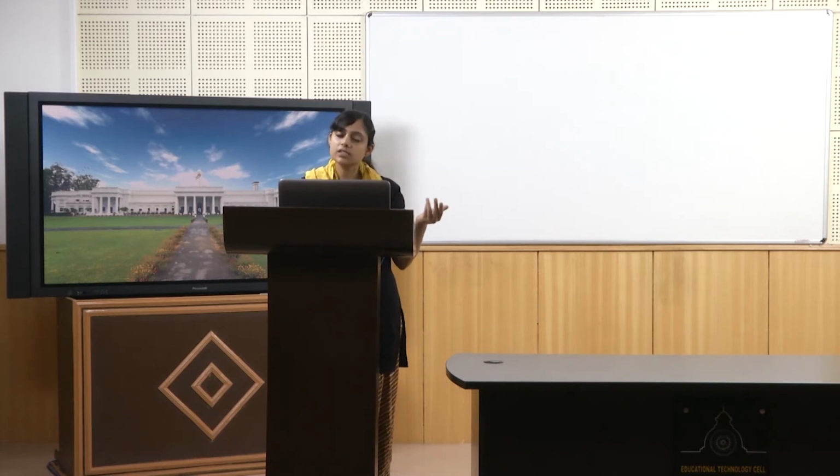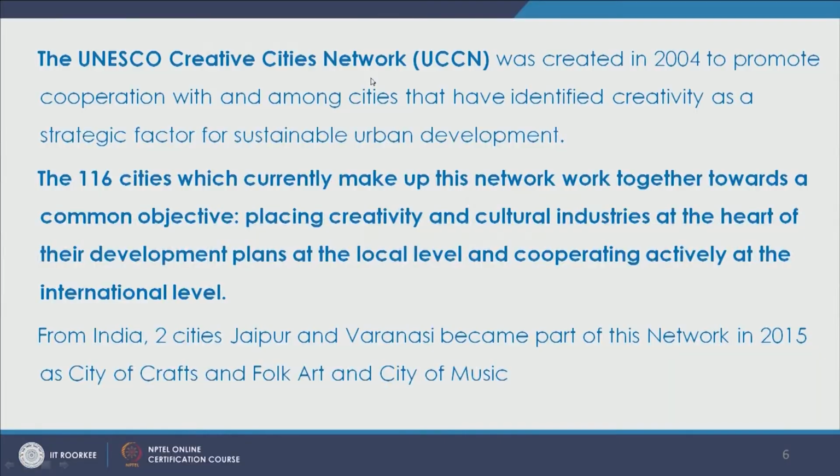We also tried to understand what the UNESCO Creative Cities Network is. This network currently has 116 cities, and all these cities work together towards a common objective, placing creativity and cultural industries at the heart of their development plans at local as well as international levels. From India, we are very proud and fortunate to have two cities, Jaipur and Varanasi, which are a part of this network. Jaipur is known for its crafts and folk art, and Varanasi is in this list because of its music.